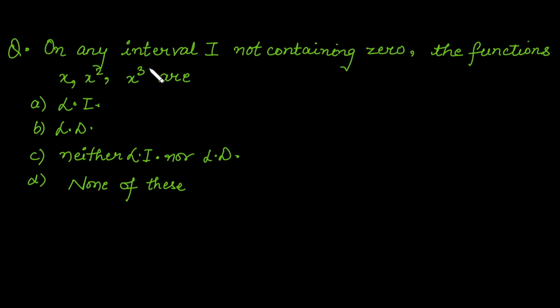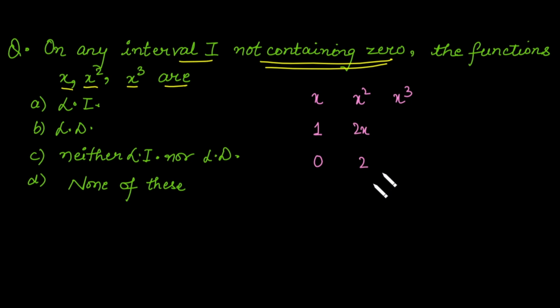Next question is, on any interval I not containing 0, meaning 0 is not a part of that interval, the functions x, x square, x cube are linearly independent, dependent, neither linearly independent nor dependent, or none of these. So we will find the Wronskian in this case. The first function is x, the next function is x square, then x cube. Its derivative is 1, its further derivative is 0. The derivative of x square is 2x, its further derivative is 2. The derivative of x cube is 3x square and its further derivative is 6x.